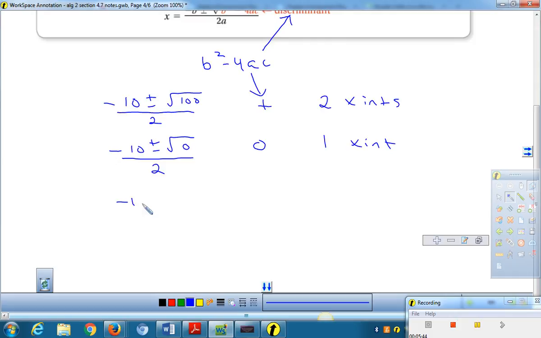And then what happens if the discriminant comes out to be negative? Can I take the square root of a negative number? No. So you have none, 0 x-intercepts. Let me make sure. So our discriminant, I'm going to go backwards, comes out to be 0. So we have no x-intercept.